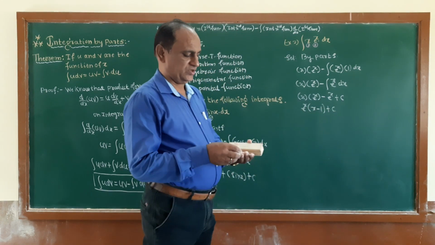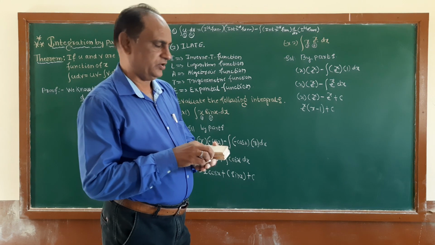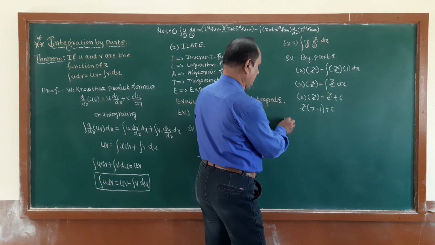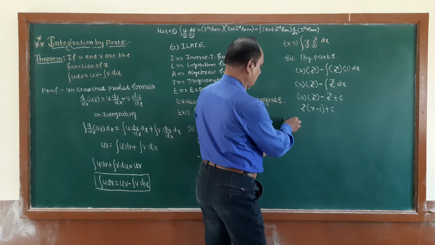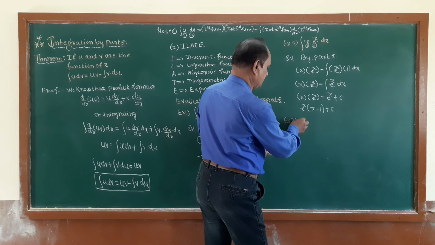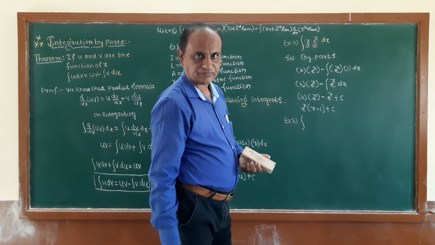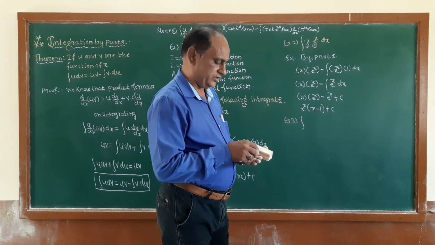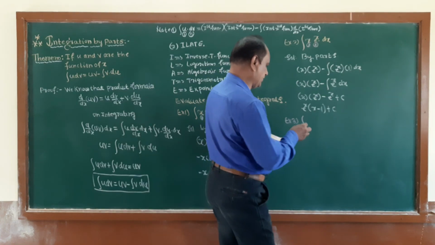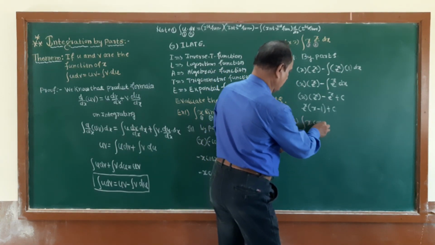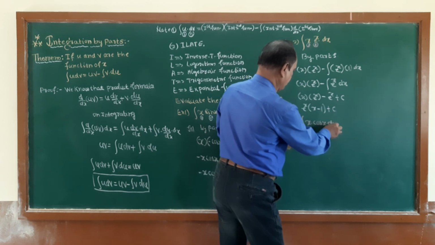Then come to another one. On integration by parts, this is example number 3. Evaluate the integral of x into cos x, that is, the integral of x cos x dx.